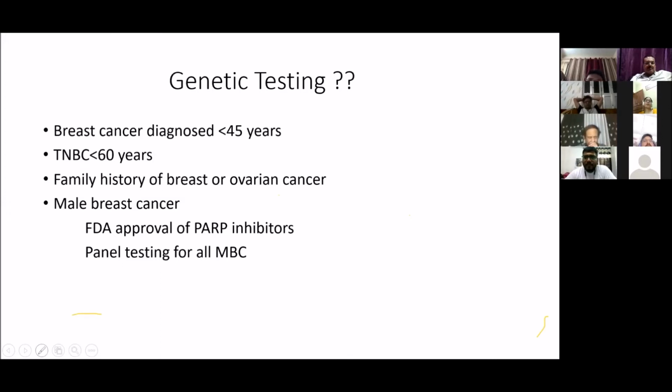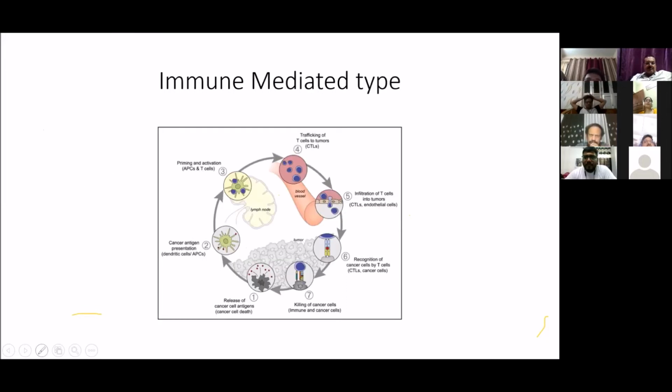since the FDA has approved PARP inhibitors, and after this TNT trial, which shows carboplatin is more sensitive in BRCA positive patients, this has again brought into debate whether it should be offered in all metastatic breast cancers or not. However, it has not yet been approved for all cases, but there's a strong recommendation for it. This was the first part of it. Now the immune-mediated triple-negative breast cancers.